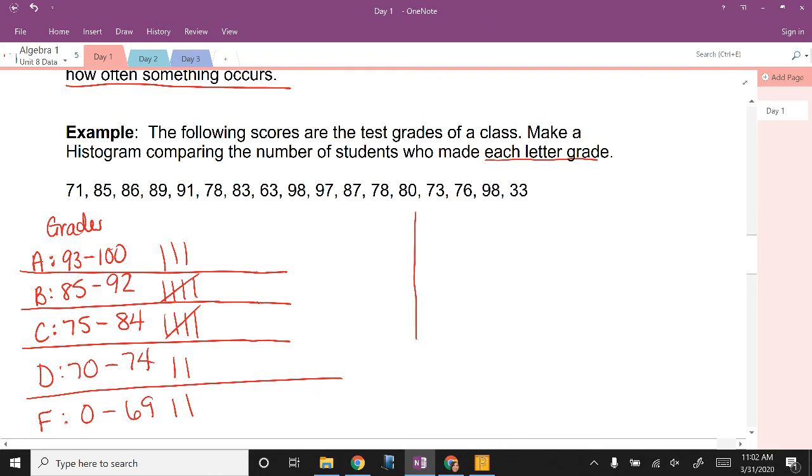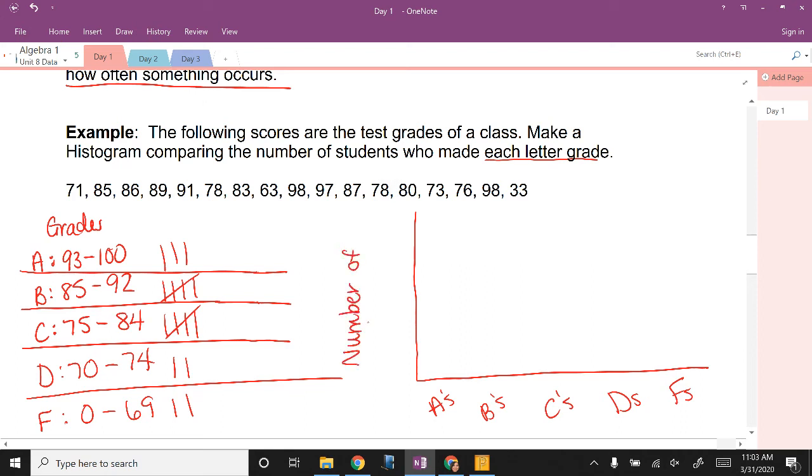So draw yourself an axis, and you can make the ranges down at the bottom, or since these are categorized as A's, B's, C's, D's, and F's, you can do that. And you would want to label the number of students. You actually want to have some numbers there: 1, 2, 3, 4, and 5 is the highest I had in any category.